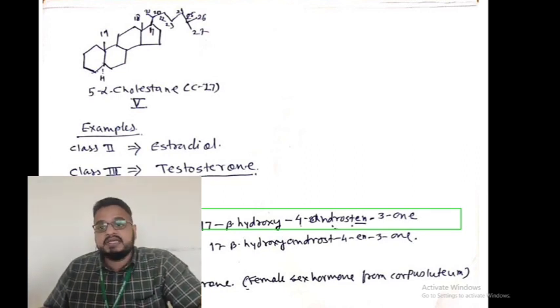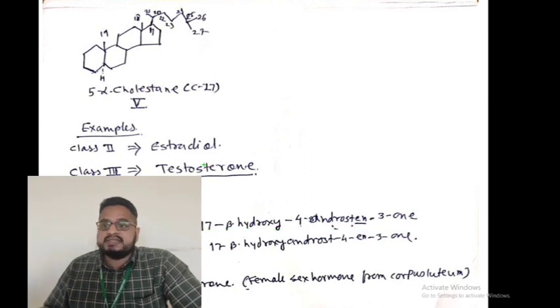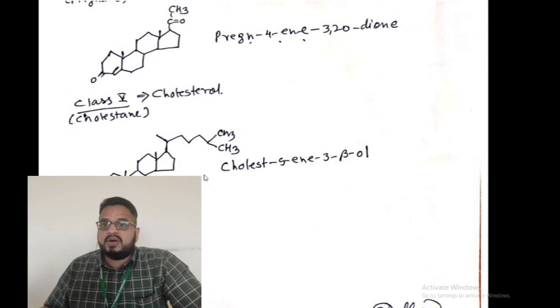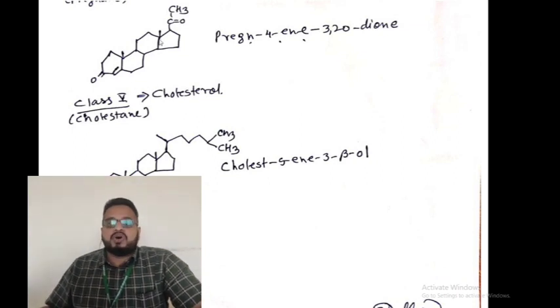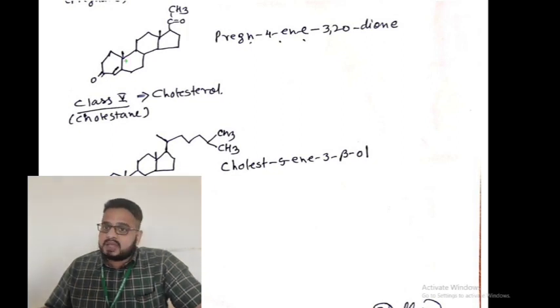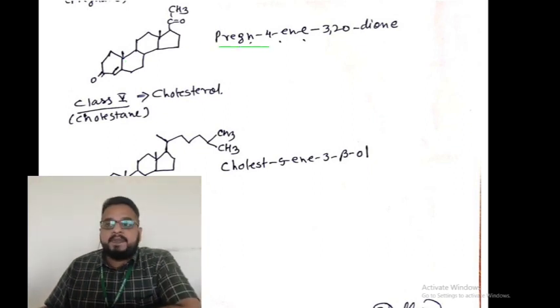Then the class 4, after this one, is pregnane. Now in case of pregnane, the example would be progesterone. Okay, check this. This is progesterone. So 21 carbons, right? Now in this progesterone, it's a pregnane ring. So pregn-4-ene, check, 1, 2, 3 and 4. At the fourth position, a double bond is there. So it's pregn-4-ene.